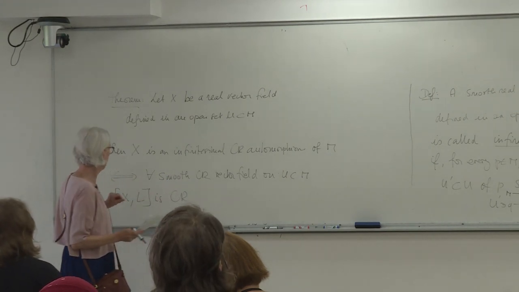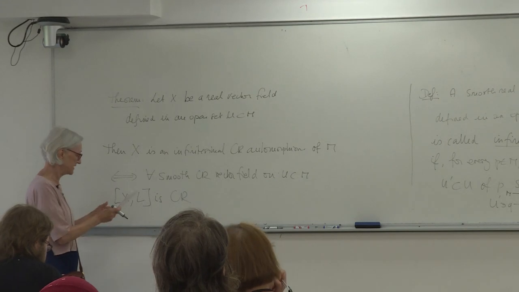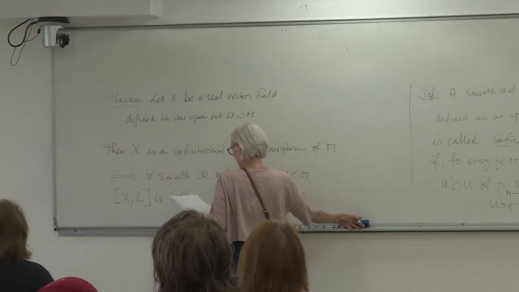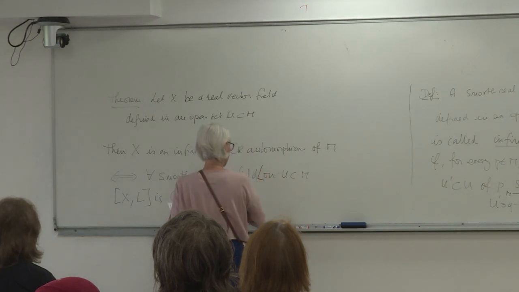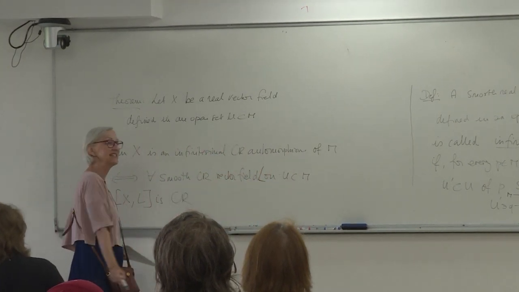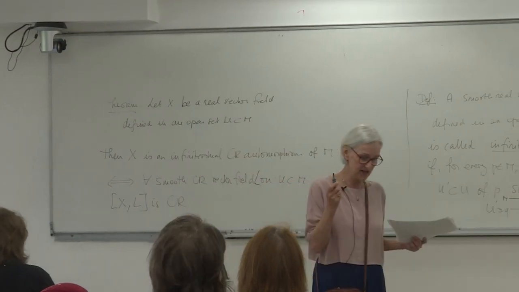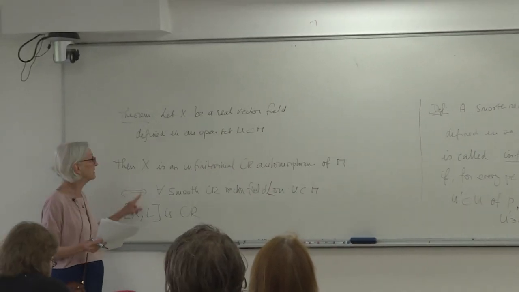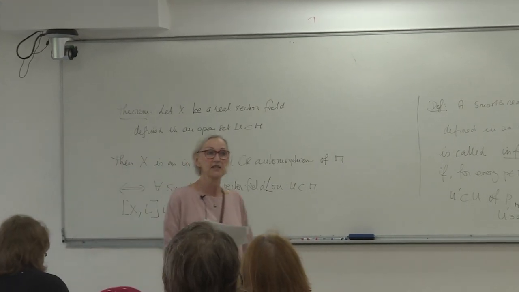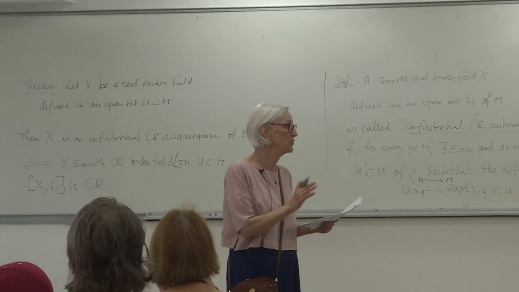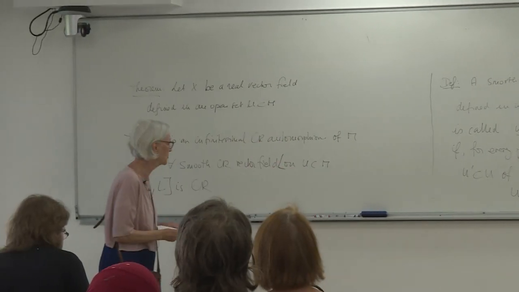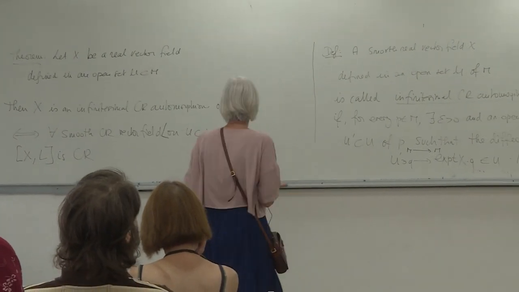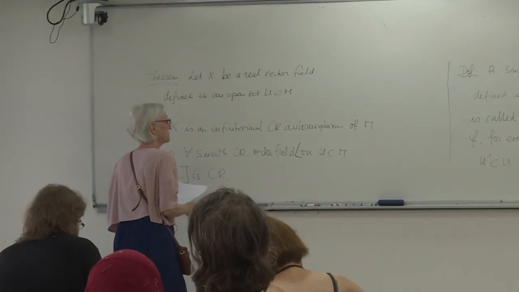So X is an infinitesimal CR automorphism if and only if for every smooth CR vector field L on U, [X, L] is CR. If you take the Lie bracket for every L, it has to be CR again in order to be an infinitesimal CR automorphism. I'm not going to do the proof of that. You can find the proof in the book by Baouendi, Ebenfelt and Rothschild, for instance. But it's a very useful tool. Why? Because you want to see that it's a Lie algebra.